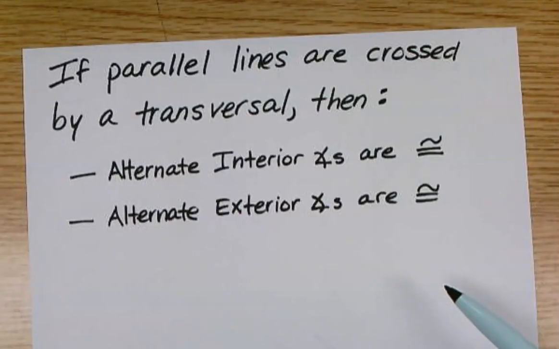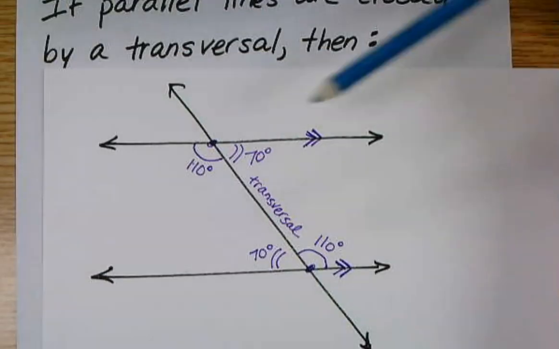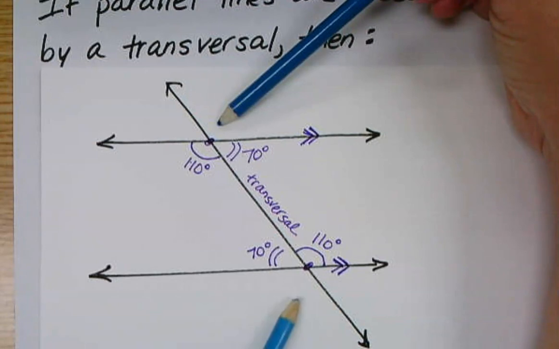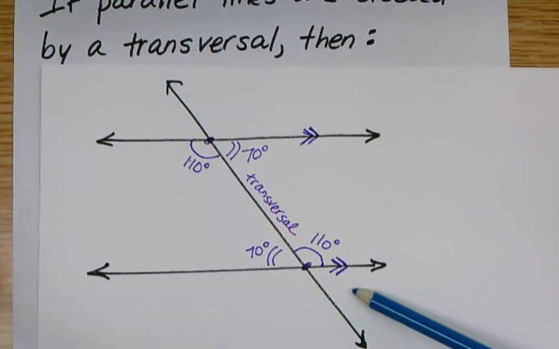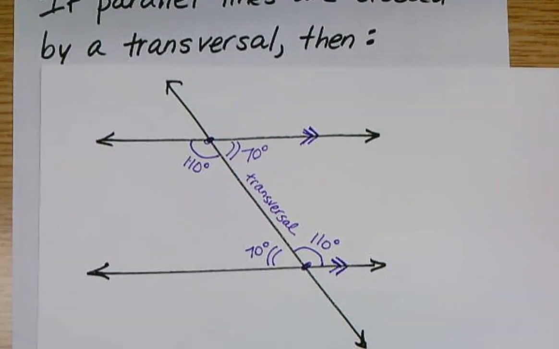Okay, the next little factoid here is that if my lines that are crossed by the transversal are parallel, then alternate exterior angles are also going to be congruent. So first, let's identify our alternate exteriors. That would be like this angle up here and this one down here, or this one right here with this one over here. Well, it kind of makes sense that they're congruent just because we also have vertical angles here.